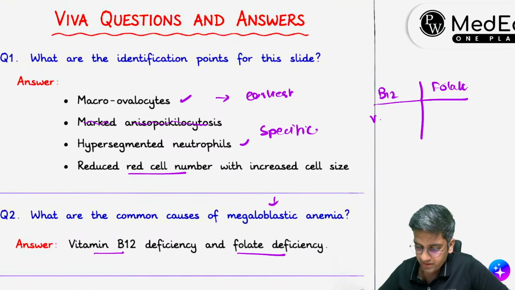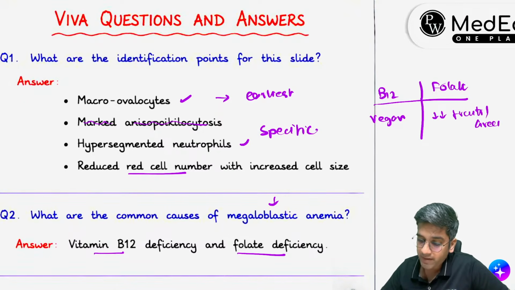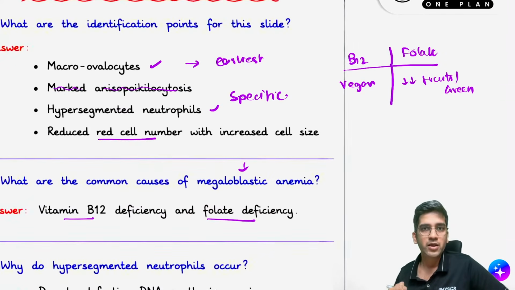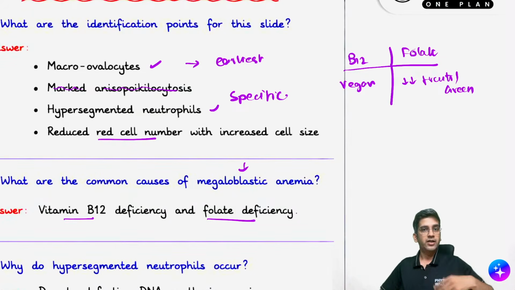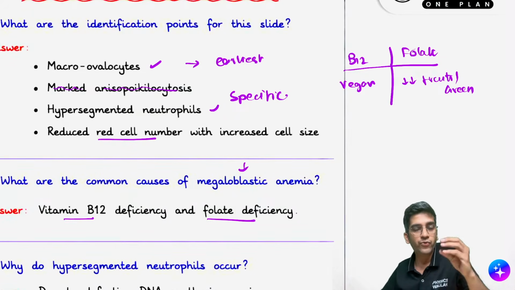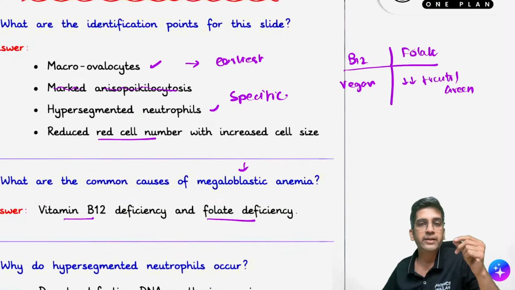B12 deficiency will be seen in vegan people. Folate deficiency will be seen in people who consume less fruits and greens, because the moment you cook a food, folate dies. So once you consume fruits, which are edible without cooking, folate lives for a longer time. Yes, you might consume meat. Doesn't mean that you'll have enough folate, because folate is very heat labile. It will be destroyed on cooking.